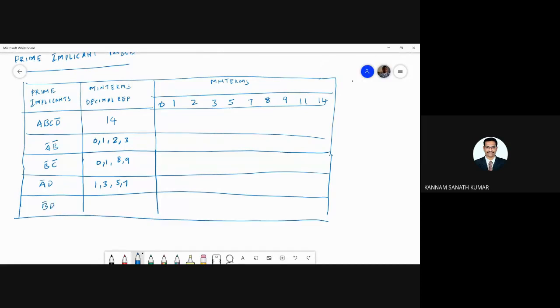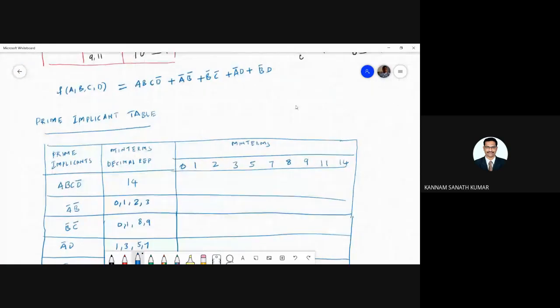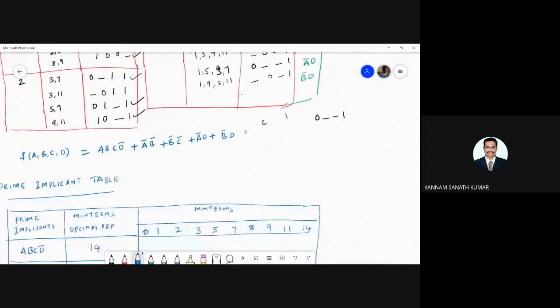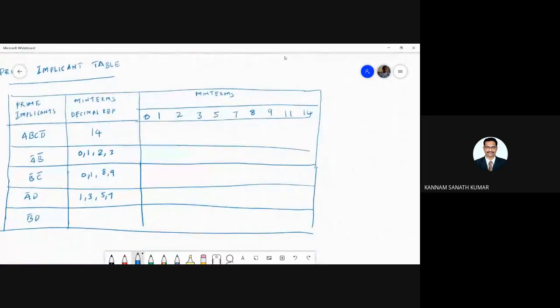Okay, so how did you get B bar, D? So B bar D is 1, 3, 9, 11. See here, the last one, 1, 9, 3, 11. Okay, so this is 1, 9, 3, 11. Okay, so now what should I do?